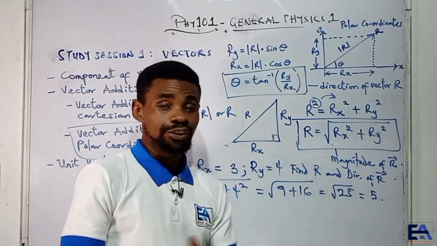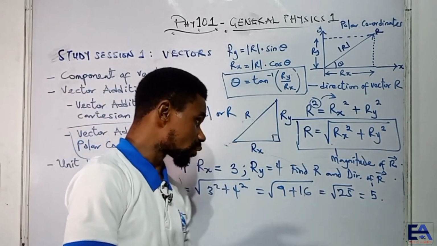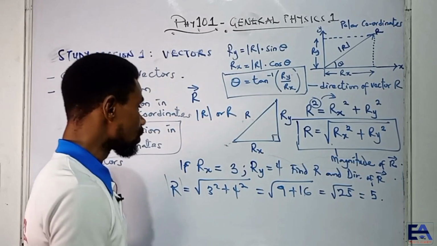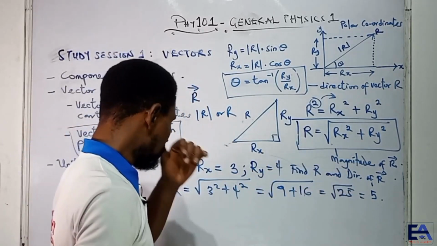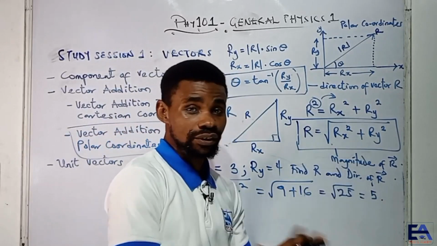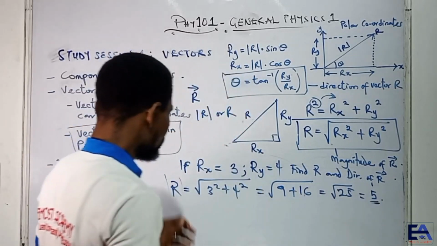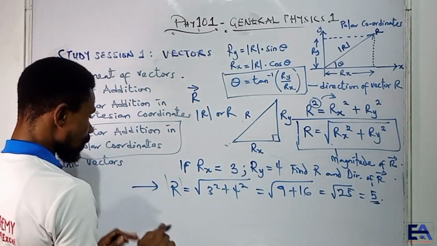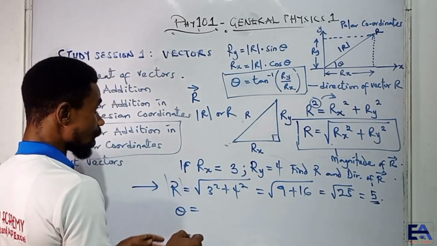Newton is the unit of force, meter is the unit of displacement, meter per second squared is the unit of acceleration, and it goes on like that. But because we are not specifying the form of vector here, we just write the value, which is 5, the magnitude, and that's all. So if the question says find the direction, we just found the magnitude, and the direction is always given in form of angles.